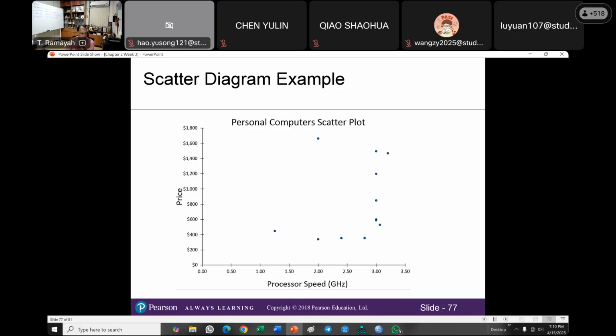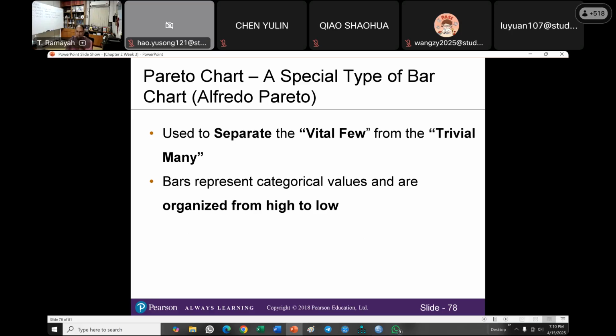That's what we will do with scatter diagram. And the final chart that many people use in the business is called the Pareto chart. The Pareto chart is trying to separate the vital few from the trivial many. What it means is we want to identify the most important characteristic. This is also done in quality analysis.